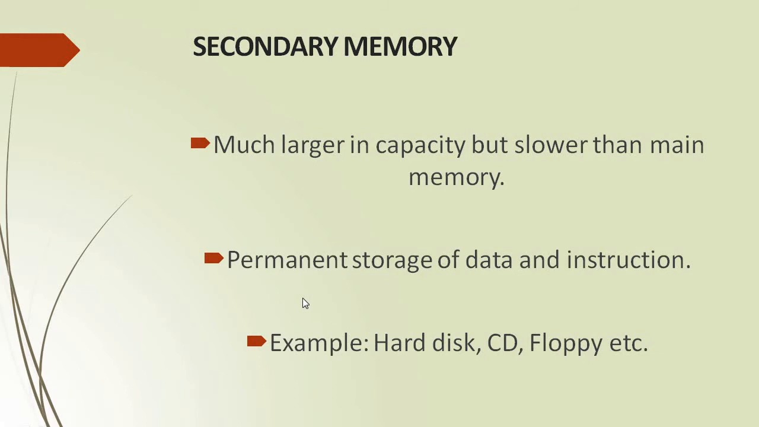Now next is the secondary memory, much larger in capacity but slower than main memory. It is used for permanent storage of data and instructions. Some examples are hard disk, CD and floppy, which are examples of our secondary memory.